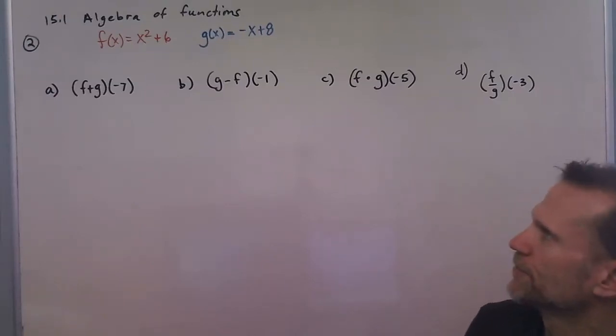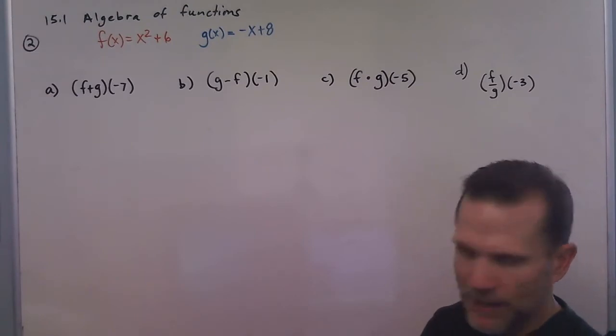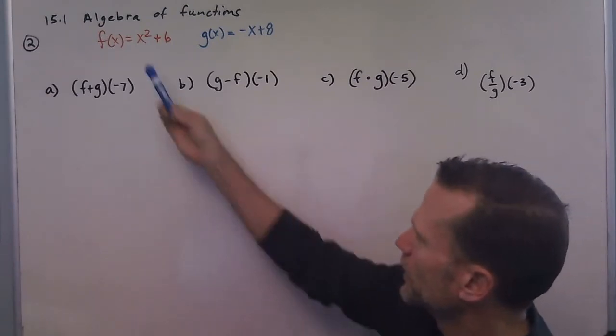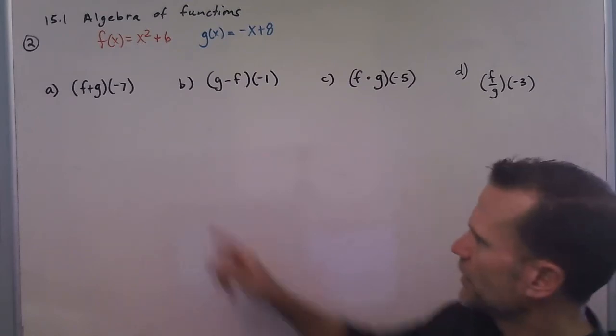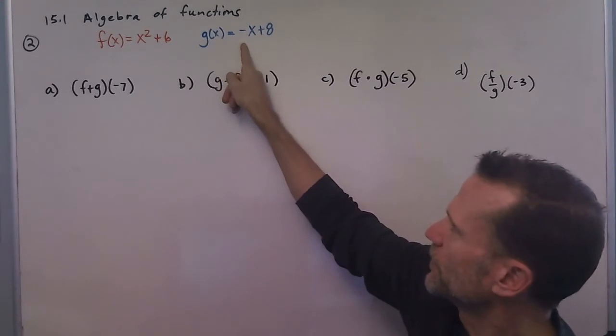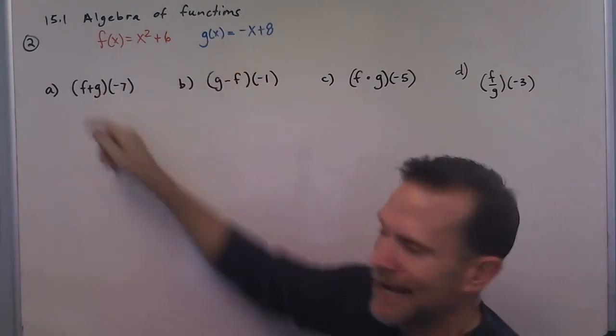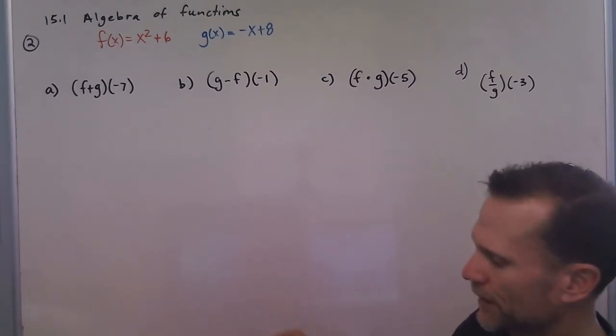Okay, moving on with 15.1, the algebra of functions. This time we have something a little different here. We got two different functions here, f of x and g of x. And this time they give us an input value, which we're going to put into these functions. And then we're going to add the two output values we get after we put in -7.